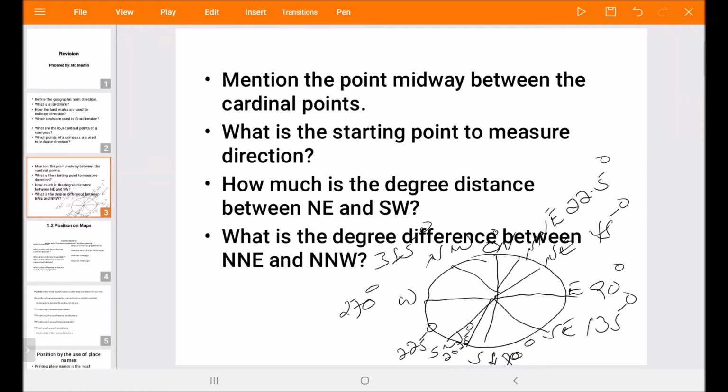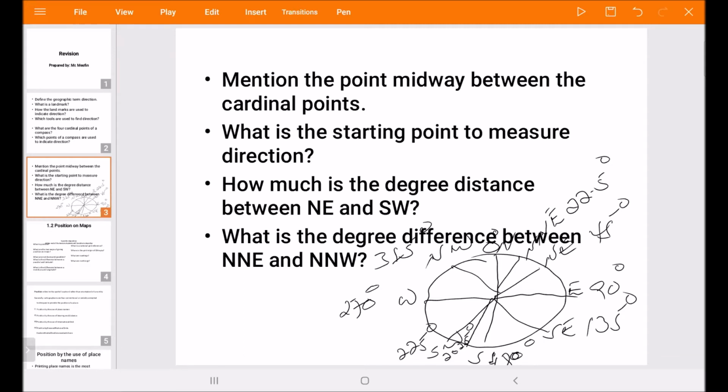So all directions or points have their own degrees, what we call angular bearing. What is the starting point to measure direction? North direction, 0 degree, is our starting point, and a full turn is 360 degrees. How much is the degree distance between northeast and southwest?